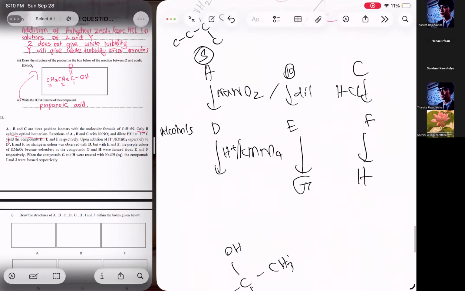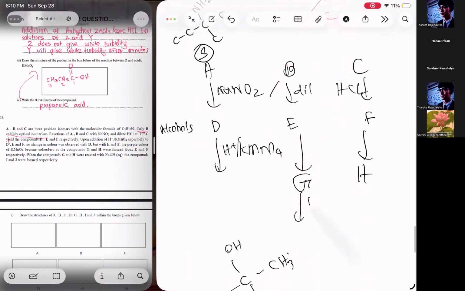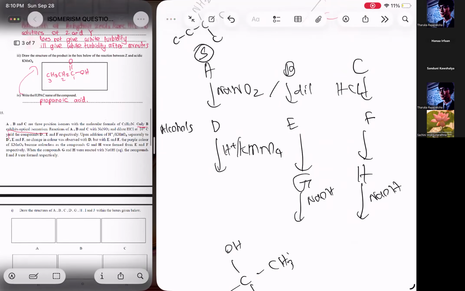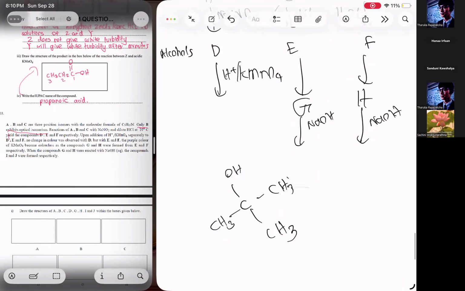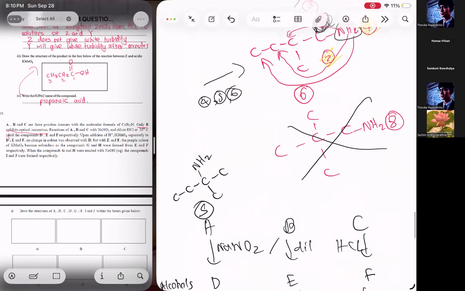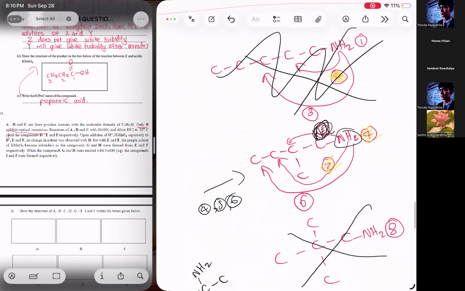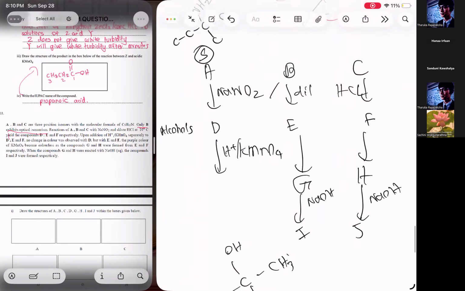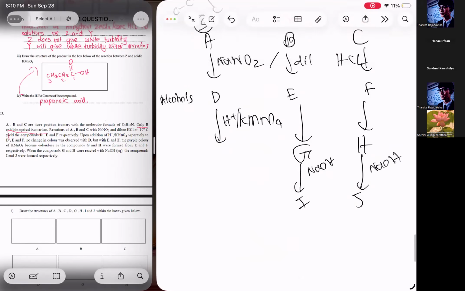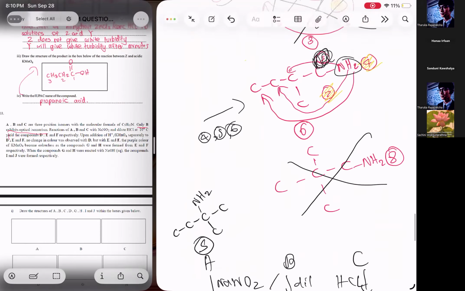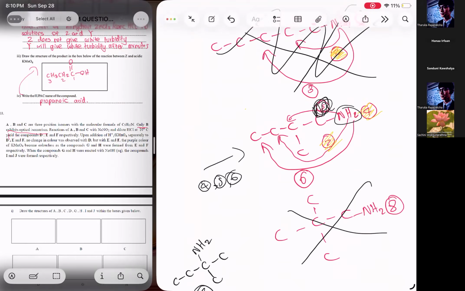When the compounds G and H were reacted with NaOH, the compounds I and J were formed. Okay, I and J were formed. So they should undergo aldol condensation.